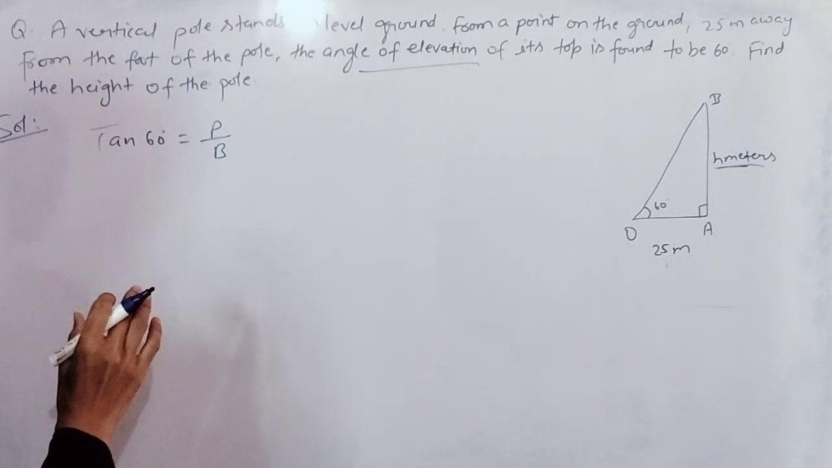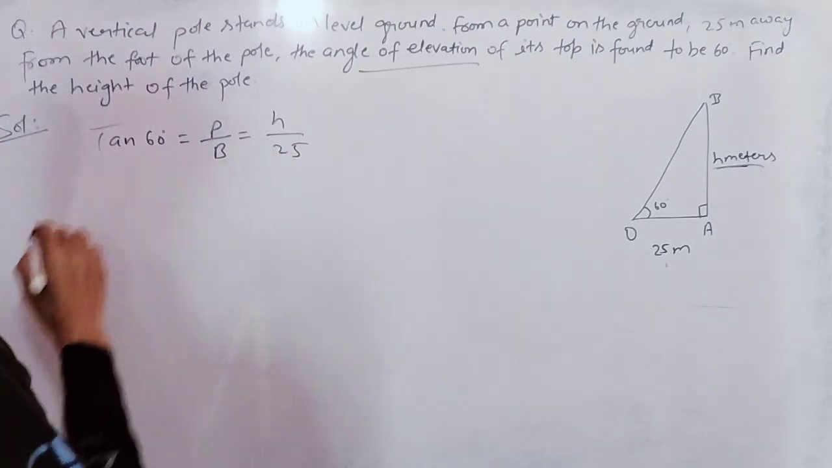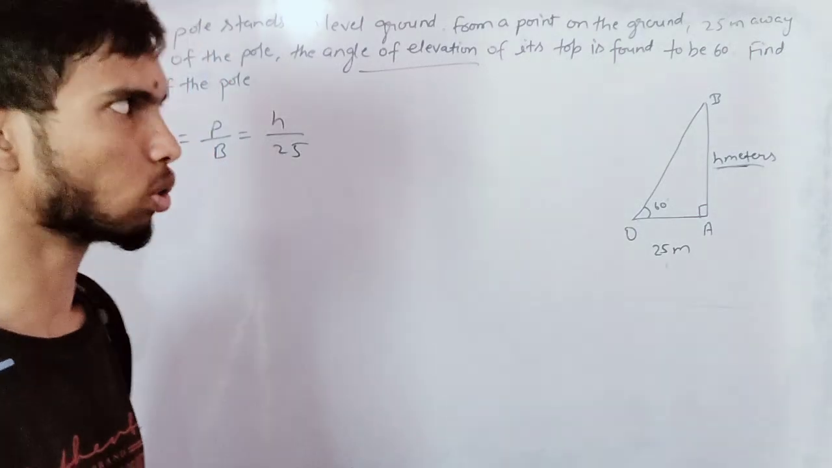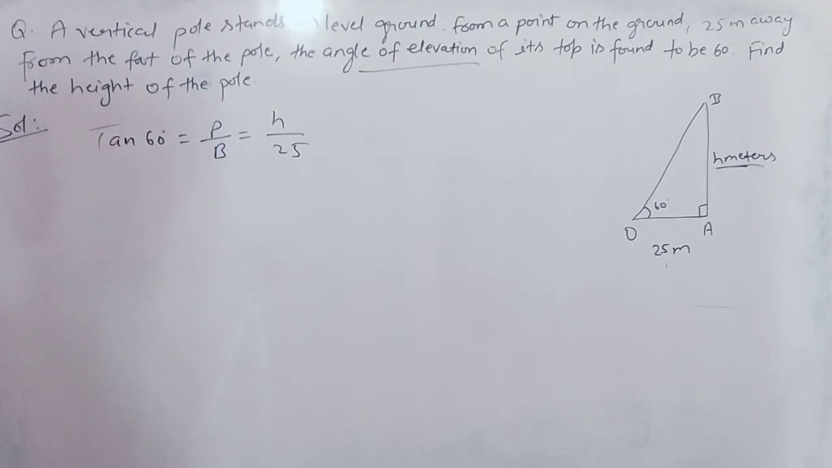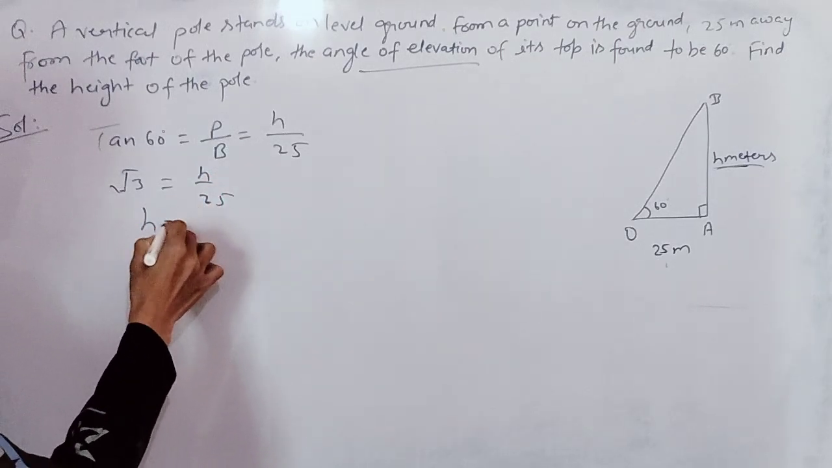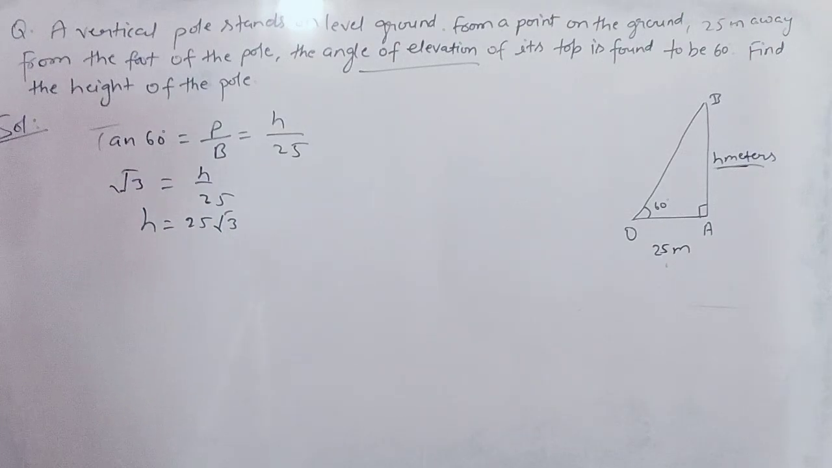Yes, it is correct. Now P is H. B is 25. The value of tan 60 would be root 3. Root 3 is H upon 25. So H comes to 25 into root 3. It is telling you the height is how much? 25 point something something.